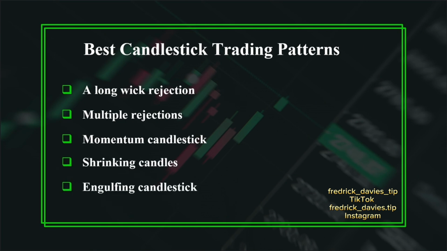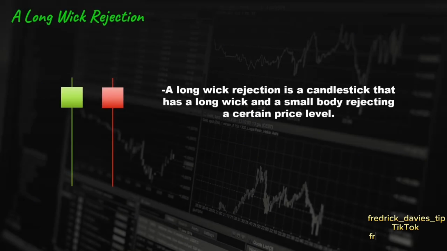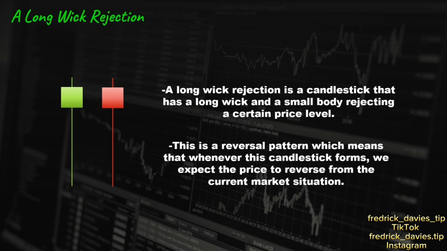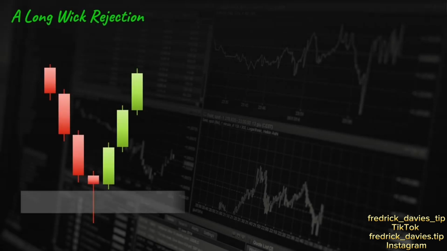There are many candlestick patterns that traders use, but the ones we find most effective are those that happen most frequently. Let's start with the first one, a long wick rejection. As the name suggests, a long wick rejection is a candlestick that has a long wick and a small body rejecting a certain price level. This is a reversal pattern, which means that whenever this candlestick forms, we expect the price to reverse from the current market situation. We have a downward movement, the long wick rejection forms, and price reverses.